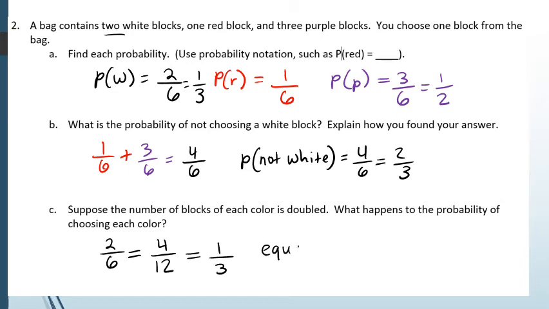So I still have equal chances of selecting every value compared to the original chances that I had. So I'll still have half a chance of getting purple, for example. I'll have 1/6 of a chance of getting red, for example, even though the numbers of blocks are different.